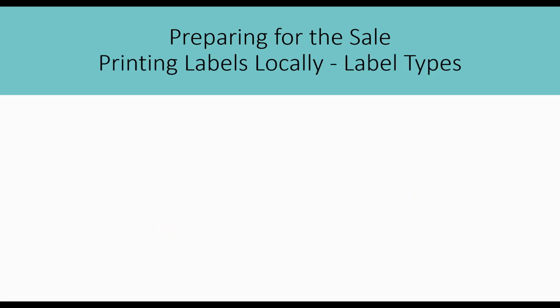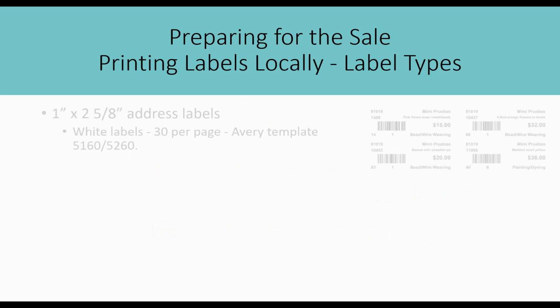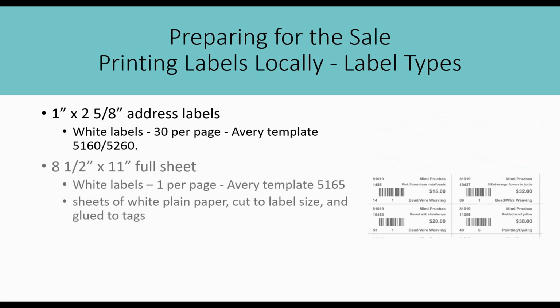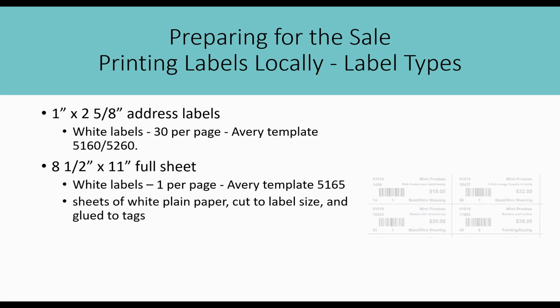There are 3 options you can choose from when printing labels locally. Option 1 is 1 inch by 2 5/8 inch address labels. These are pre-cut labels that are 30 per page. Option 2 is 8 1/2 by 11 inch full sheet label. This is a full sheet label where you will cut your labels apart and there are lines between the labels to guide you. You can also use plain white paper with this option.